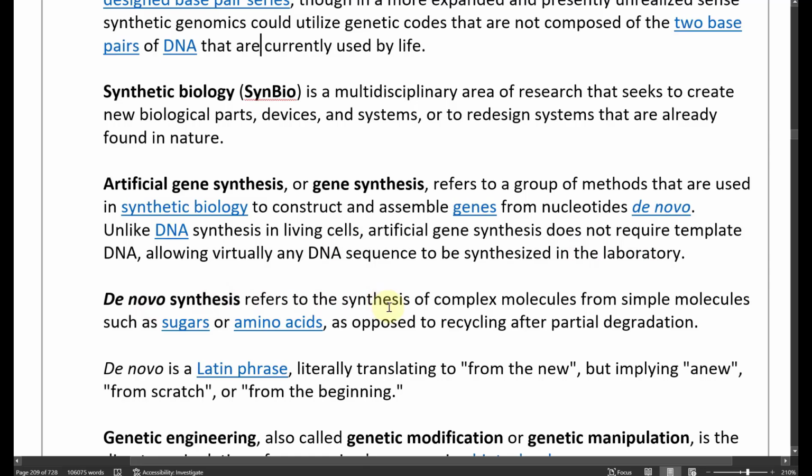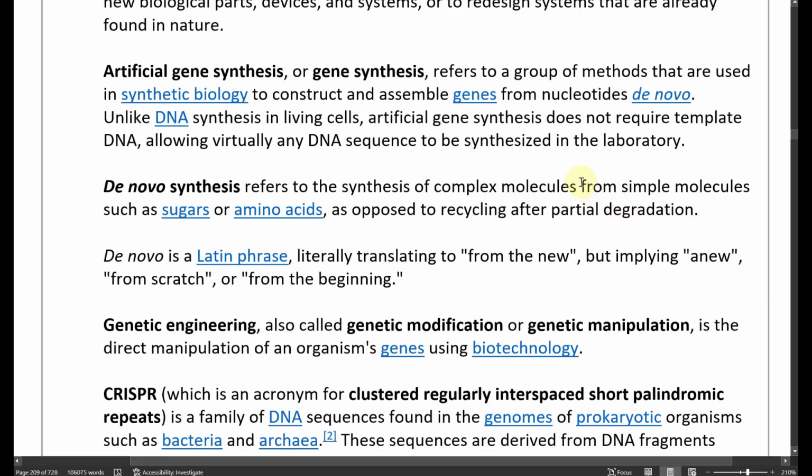And de novo synthesis refers to the synthesis of complex molecules from simple molecules such as sugars or amino acids, as opposed to recycling after partial degradation. Yeah, so basically you're assembling genes from nucleotides de novo, just straight up from the simple molecules, sugars, amino acids, etc., instead of recycling previous nucleotides that are partially degraded. So de novo is a Latin phrase, literally translating to, quote, from the new, but implying, quote, a new, from scratch or from the beginning. Basically, creating nucleotides from the beginning or from the basic building blocks.